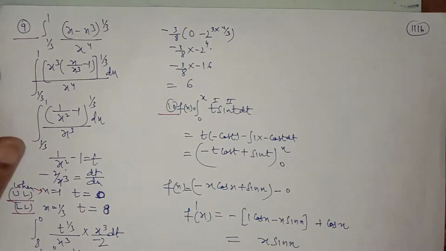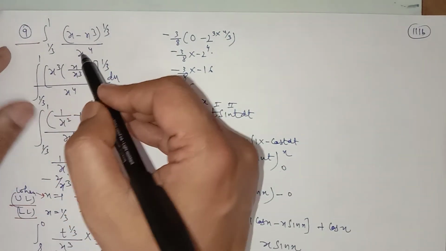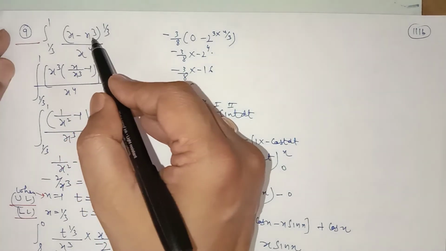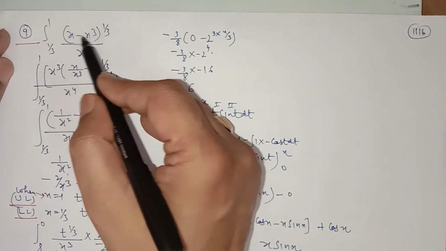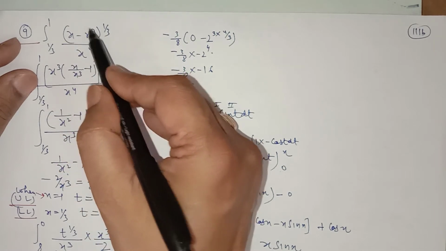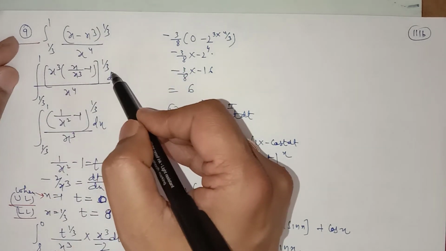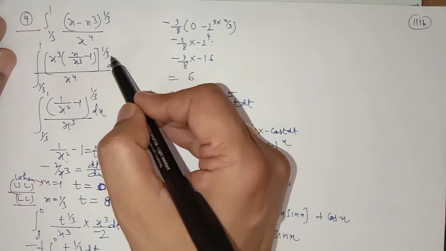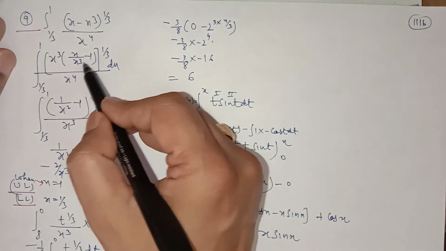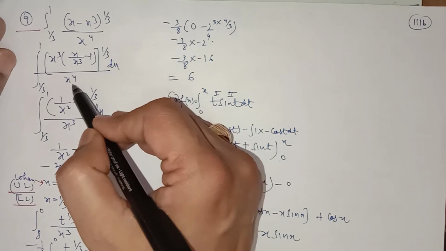Now question number 9 is somewhat a unique question. See it very carefully. First of all, take x cube common in this bracket. So it will be x upon x cube minus 1 and whole power 1 upon 3. Now simplify this whole power 1 upon 3. So this will come out to be x times 1 upon x square minus 1 raised to power 1 upon 3 upon x to the power 4.